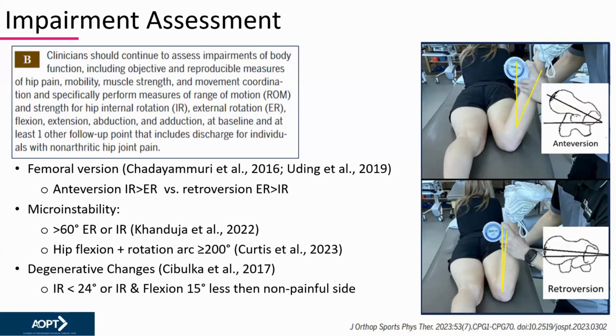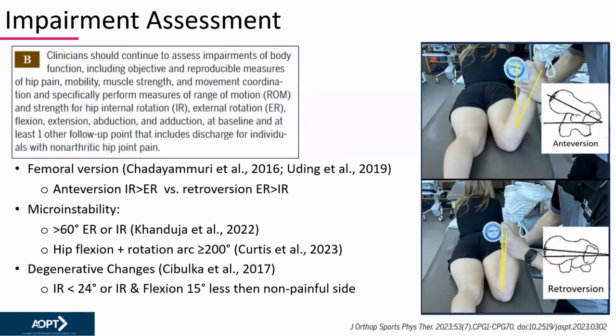More recently, Curtis and colleagues noted an arc, right? So total hip arc, when you added hip flexion and rotation of greater than 200 degrees, also was correlated with microinstability. Important to note, again, with microinstability, it's not an agreed upon term. It's an emerging topic in the literature, but it represents the soft tissue constraints being affected and symptoms associated with that.